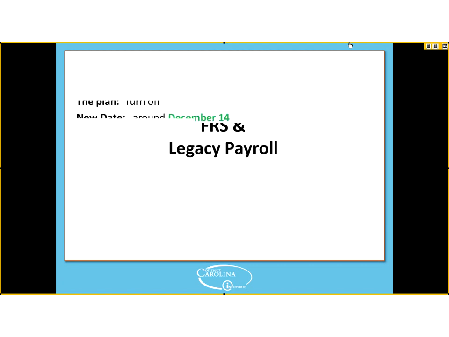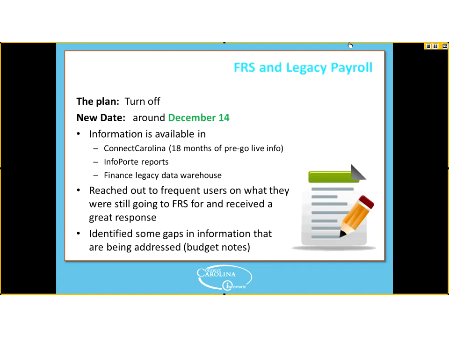Okay, so we're going to start by talking about FRS and Legacy Payroll. The plan for these systems is to turn them off. We have a new date, and you guys are among the first to hear this new date: the plan now is to turn these systems off around December 14th. You'll find the information from these systems is available in Connect Carolina. That is, the 18 months before Go Live was converted into Connect Carolina, so that's there. You can find it in InfoPort reports and in the Finance Legacy Data Warehouse, and we'll talk more about the data warehouse in just a few minutes.